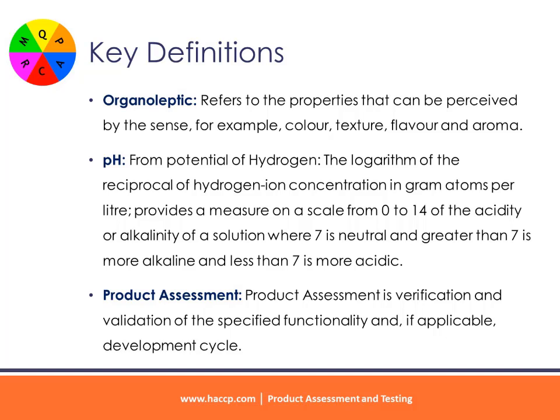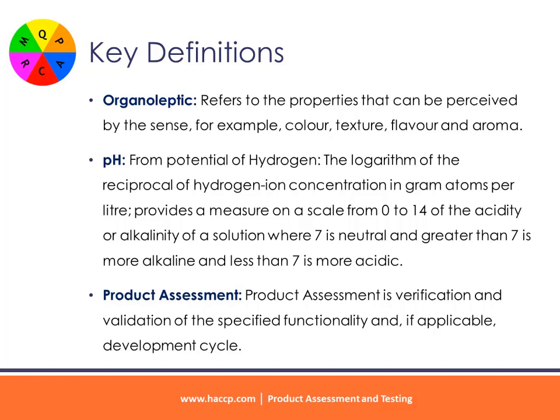Organoleptic refers to the properties that can be perceived by the senses, for example, color, texture, flavor and aroma. pH, from potential of hydrogen, is the logarithm of the reciprocal of hydrogen ion concentration in gram atoms per liter. It provides a measure on a scale from 0 to 14 of the acidity or alkalinity of a solution, where 7 is neutral, greater than 7 is more alkaline and less than 7 is more acidic.